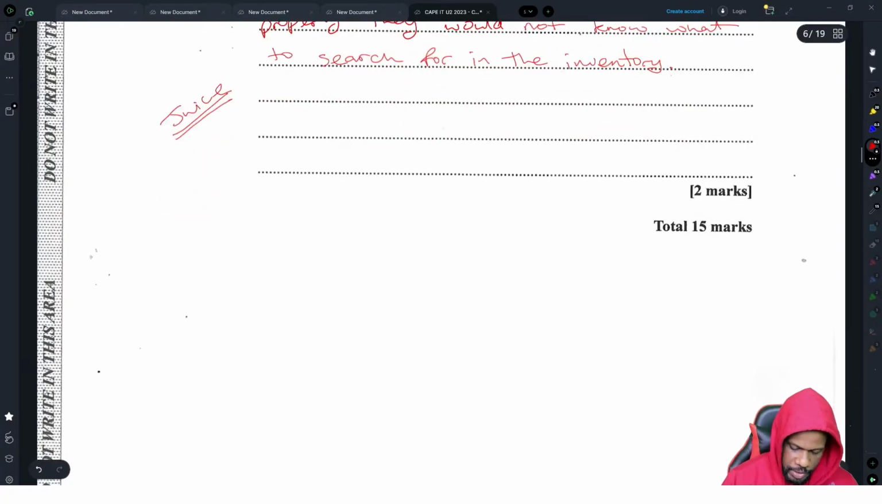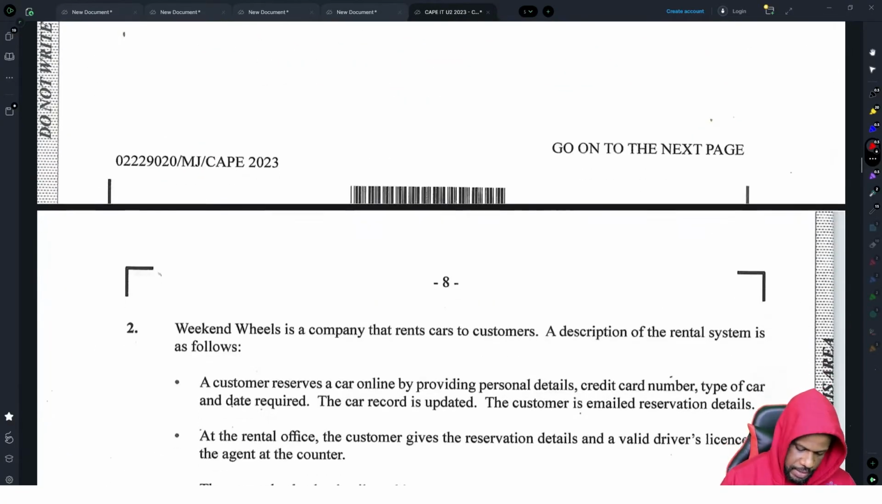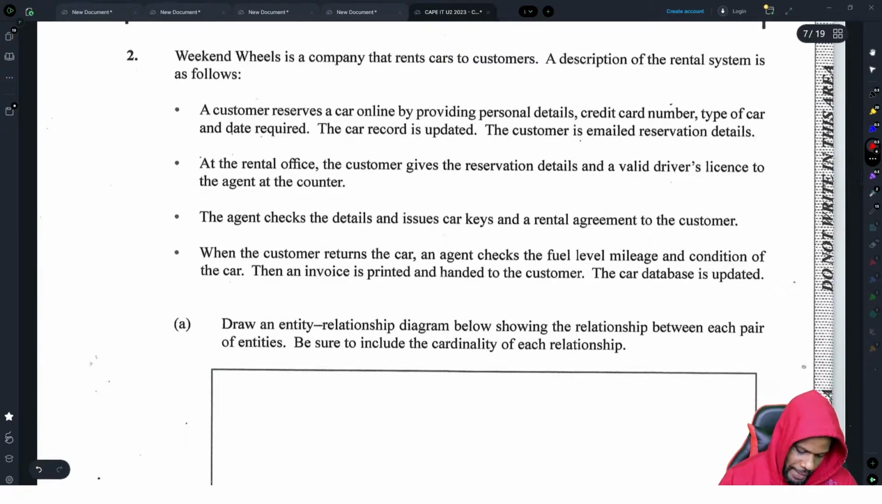All right, that's question 1. Cake. Diabetes. Question number 2. Weekend Wheels is a company that rents cars to customers. A description of the rental system is as follows. A customer reserves a car online by providing personal details, credit card number, type of car, date required. The car record is updated. The customer's email, reservation details.